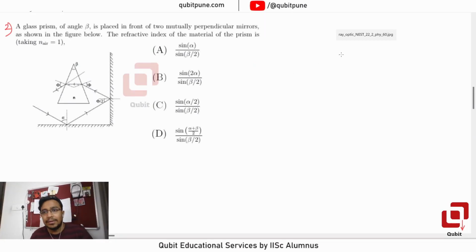This MCQ is from NEST 2022 Shift 2, and in the official version available it is question number 60. A glass prism of angle beta is placed in front of two mutually perpendicular mirrors as shown in the figure below. The refractive index of the material of the prism is, take n air as 1, sin alpha upon sin beta by 2, sin 2 alpha upon sin beta by 2, sin alpha by 2 upon sin beta by 2, sin alpha plus beta by 2 upon sin beta by 2.